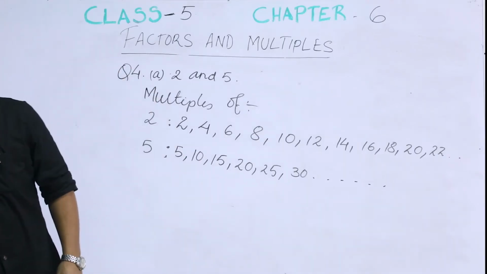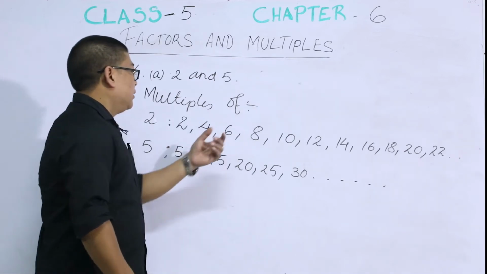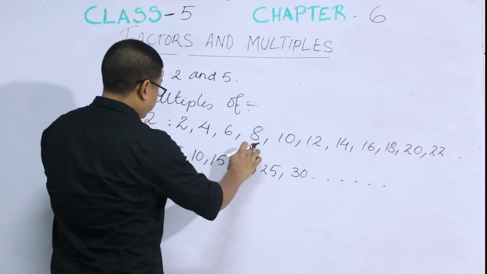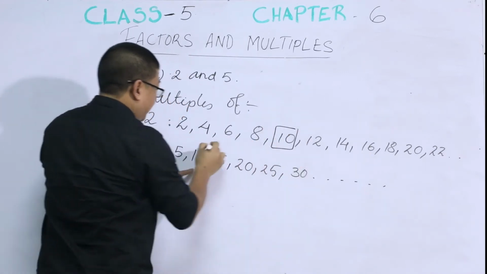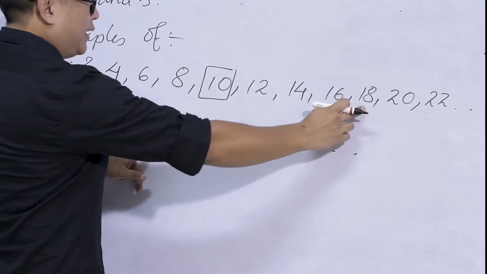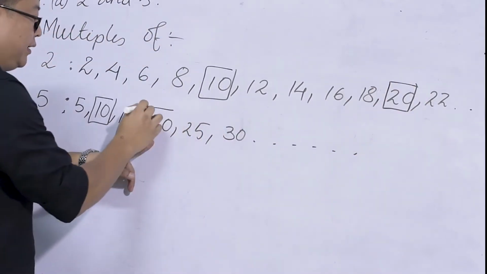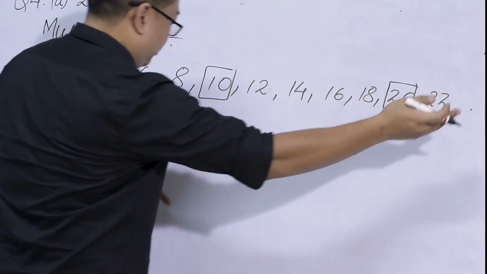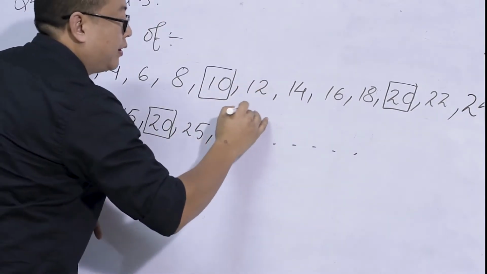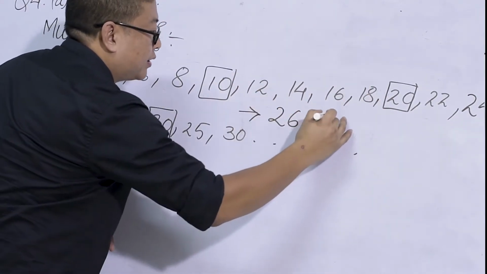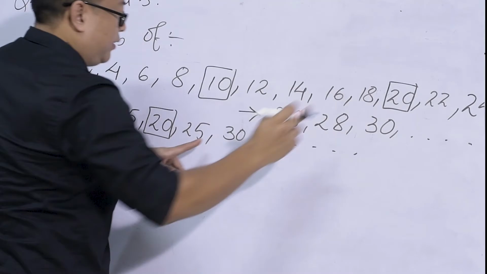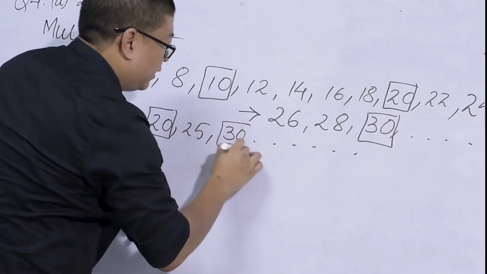Now they're asking us for first 3 common multiples. So let's try to find out if there are 3 common multiples here. 2, 4, 6, 8, 10. We have 10 here. We have 10 here. 12, 14, no 15, 16, 18. We have 20, 20. Now, to proceed further, I think we have to add more multiples of 2. So we will continue here. 24, 26, 28, 30, and it will go on. So, there's no 25 here. The next common multiple will be 30.